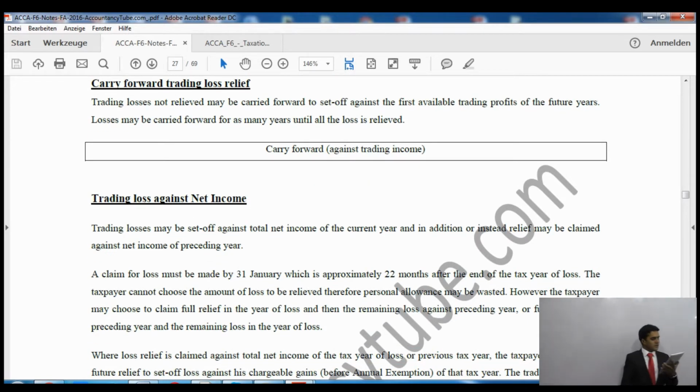As you can see on your screen, trading losses not relieved may be carried forward to set off against the first available trading profit of future years. Losses may be carried forward for as many years until the whole loss is relieved. And when we carry forward, we will set off against the trading income of the future year.